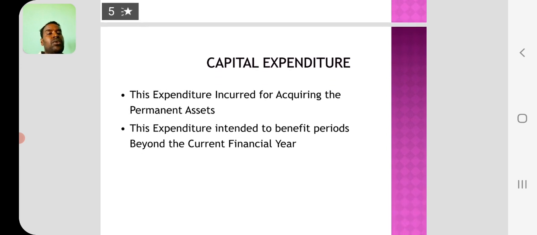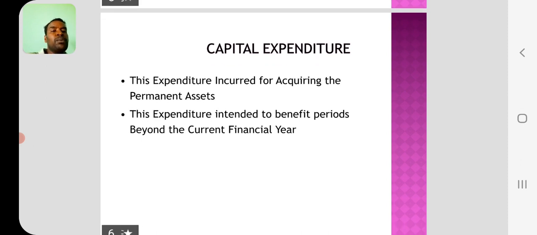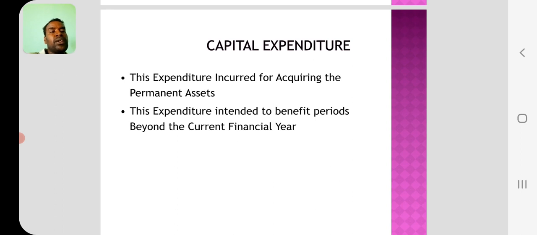Coming to expenditure, there are different types: revenue expenditure and capital expenditure. First of all, we go through capital expenditure. It is the expenditure incurred for acquiring permanent assets. Acquiring means getting the permanent asset, meaning purchasing the asset. For that we have to pay some money to an outside person. It is called an expenditure.